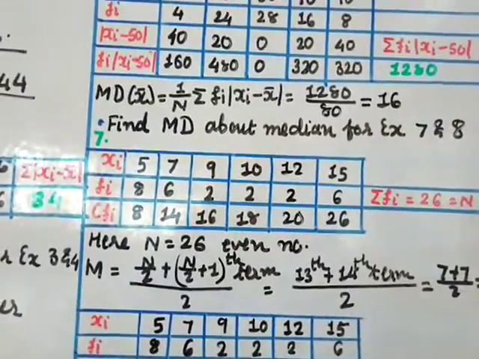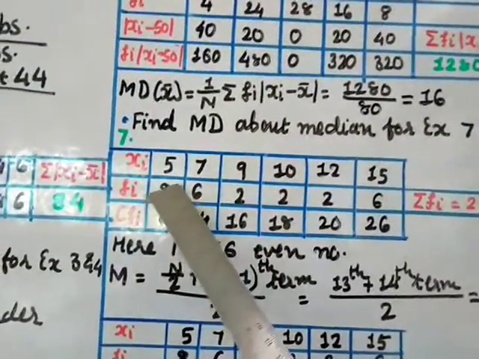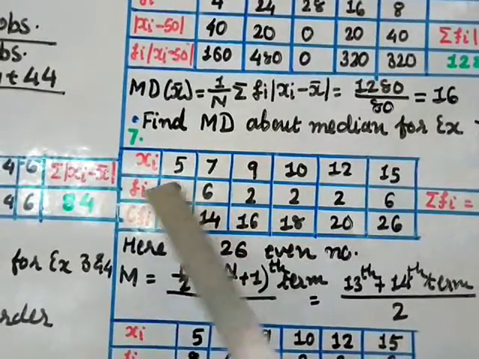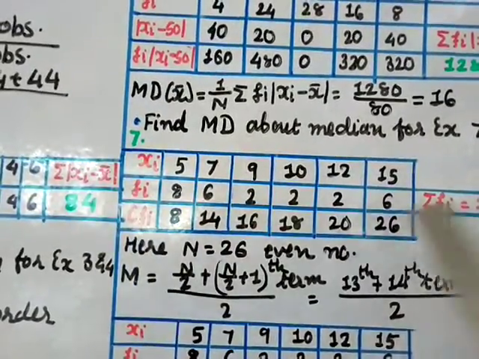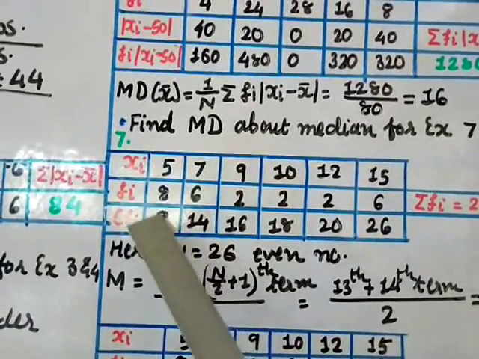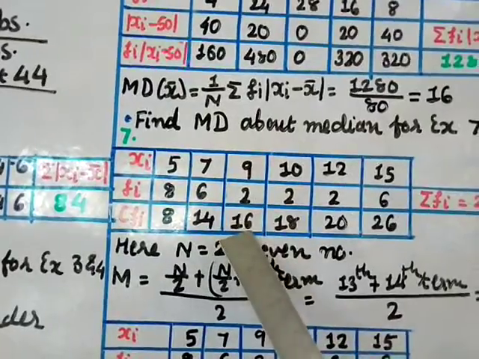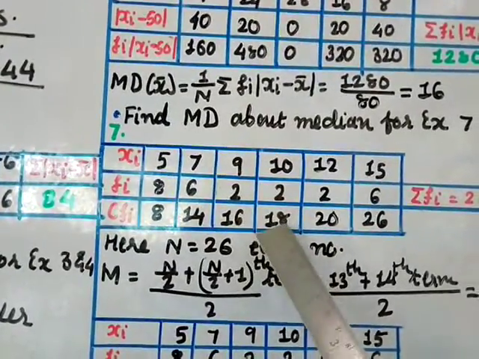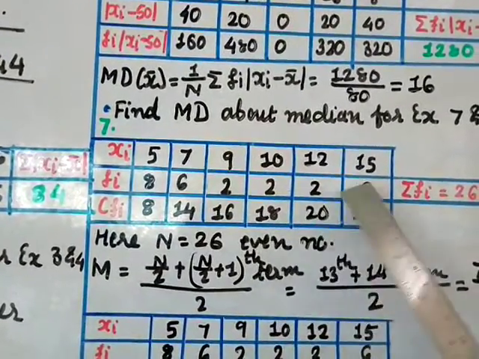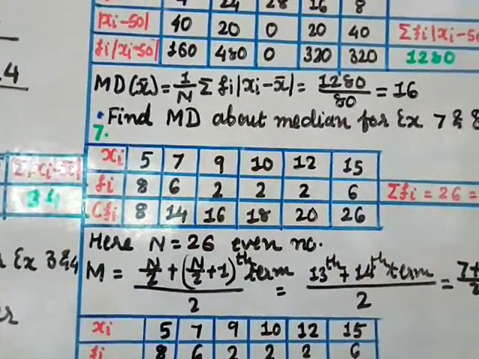You know how to find cumulative frequency. CF is the cumulative frequency. It is found from the frequency. So 8 as it is, then the sum of 8 and 6, that is 14. Then 14 plus 2 is 16. 16 plus 2 is 18. 18 plus 2 is 20. 20 plus 6 is 26. So this is the way we write the cumulative frequency.